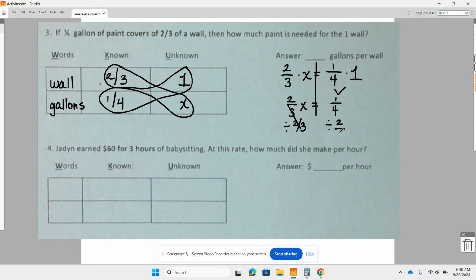Okay, let's do a little keep, change, flip on the side here. So we're doing 1/4 divided by 2/3. So keep, change, and flip. Okay, go straight across. And that would be 3/8 for that one.